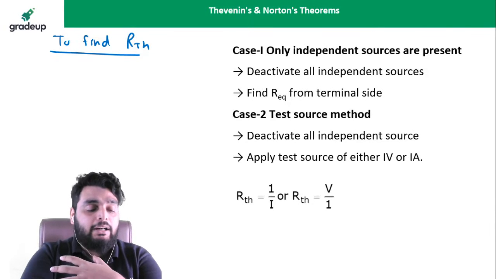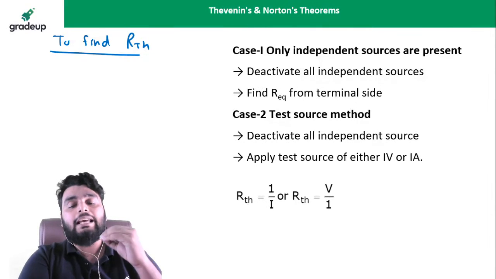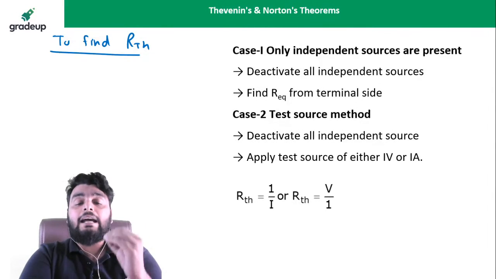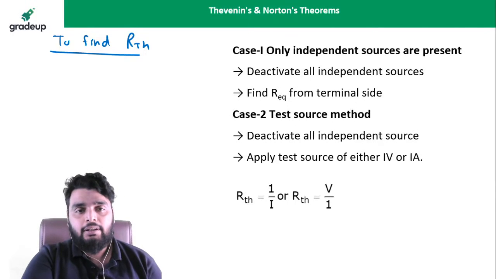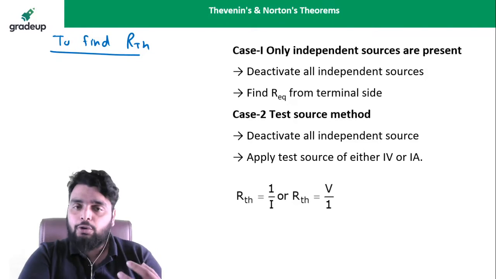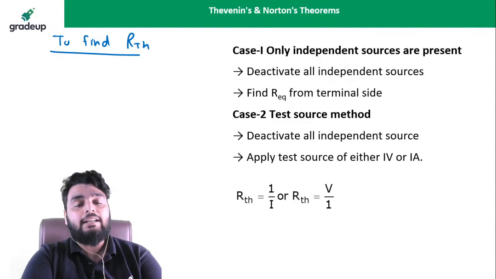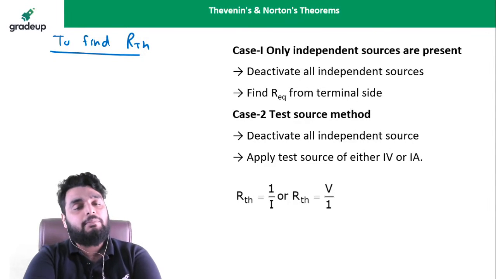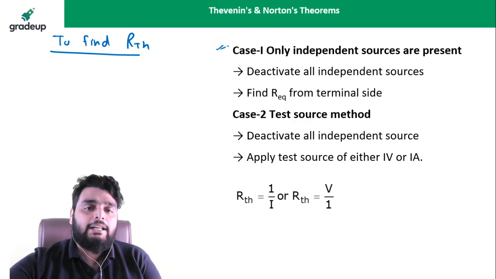That's why they will never give you a complex network in case of AC, because the calculation is difficult, a scientific calculator is not allowed, and the virtual calculator has its limitations. So this is good for you, since they are not going to give a complex network in AC. But in DC they can, because the calculation becomes easy. So see very carefully. We have two cases to find RTH.